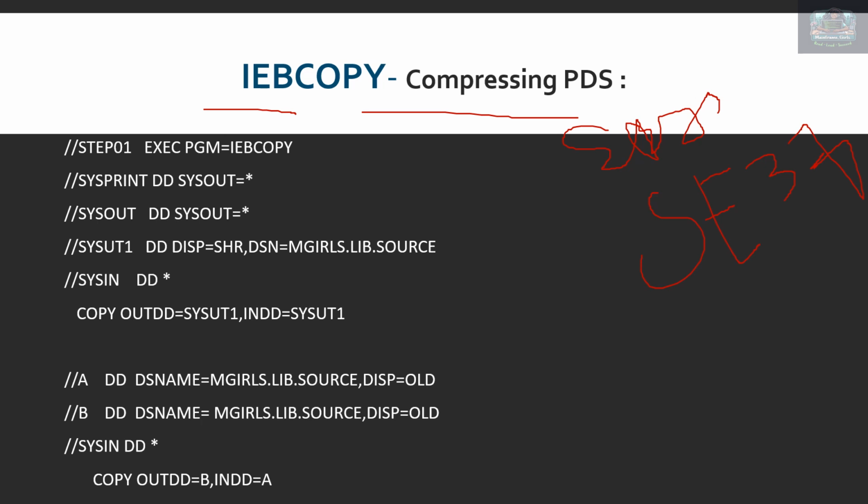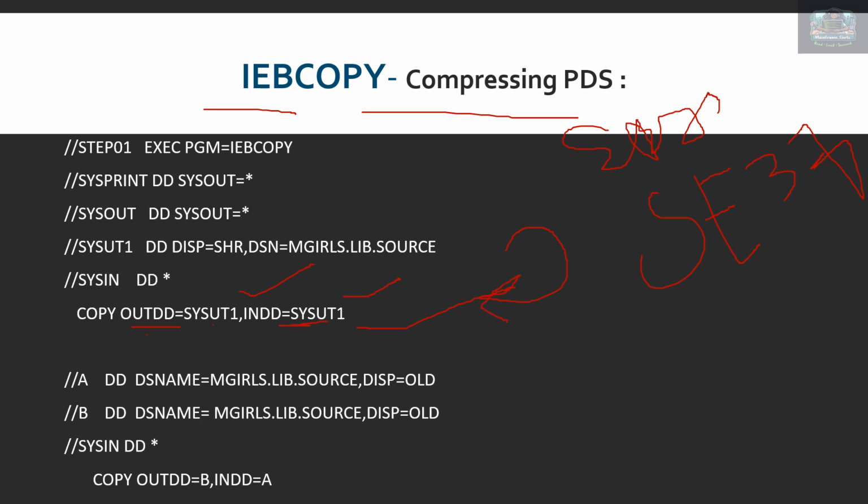In compress, as I told you before, SYSUT1 OUTDD is the place where you're copying the data and NDD is where your target is. So this is source and this is target. While running an IEBCOPY for compress, both DD statements should be the same. The data should be copied to the same file.